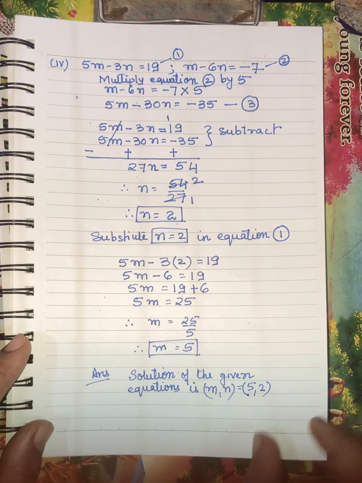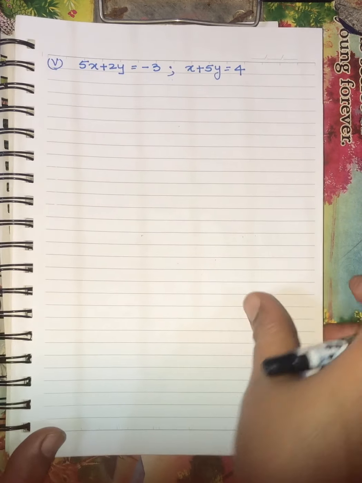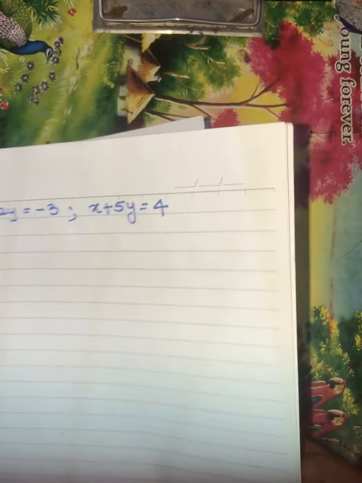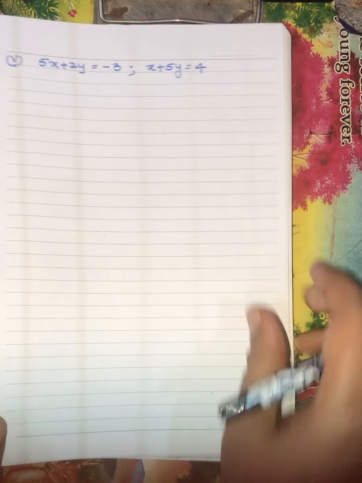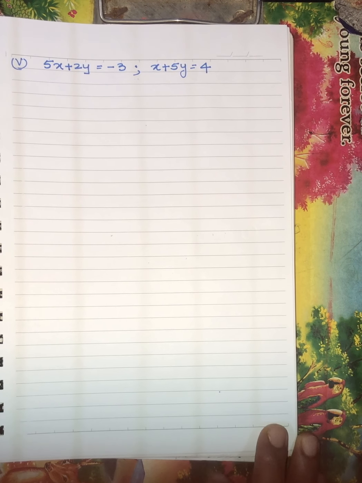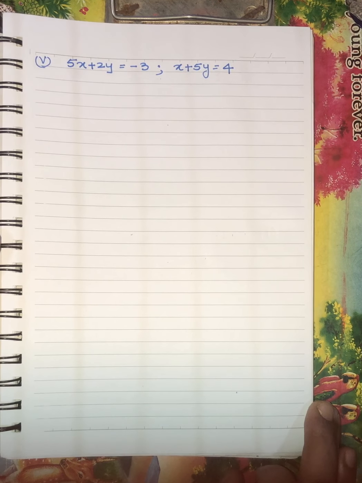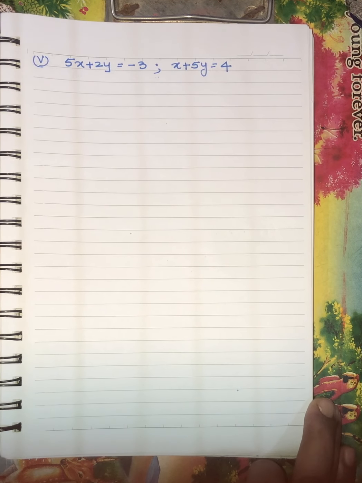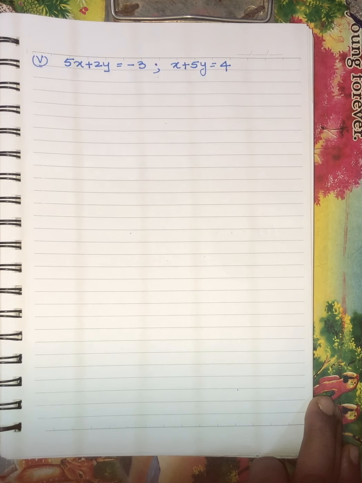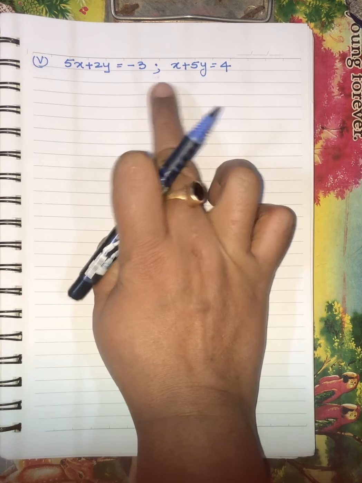Alright. Now let us go to the next question, children. Fifth one I am doing of the same exercise. Fifth question, exercise 1.1. Fine. What it says, see, 5x plus 2y is equal to minus 3, x plus 5y is equal to 4.